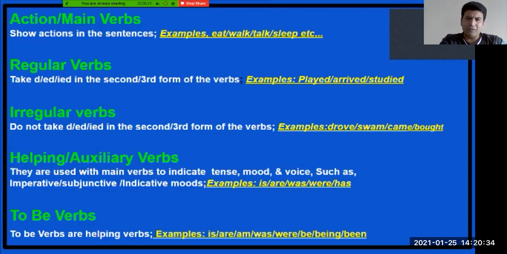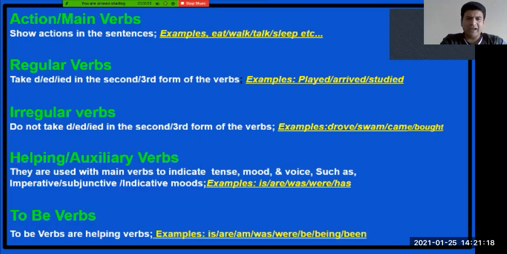Now we are turning towards the irregular verbs. They are in contrast to the regular verbs, and they do not take D, ED, IED in the second or third form of the verb. If we look at the examples: drove, swam, came, bought. We notice that there is no D, ED, or IED. The first form of drove is drive: drive, drove, driven; swim, swam, swum; come, came, come; buy, bought, bought. So they are called irregular verbs.